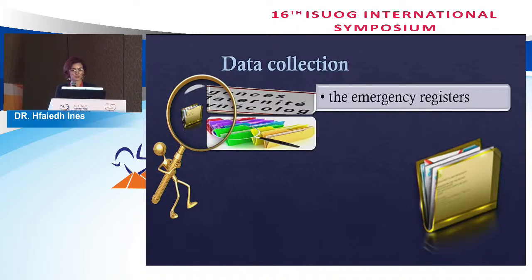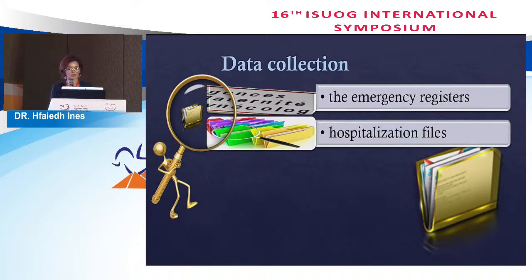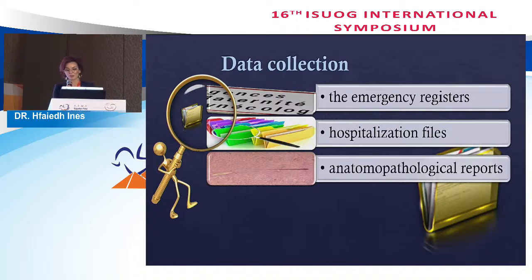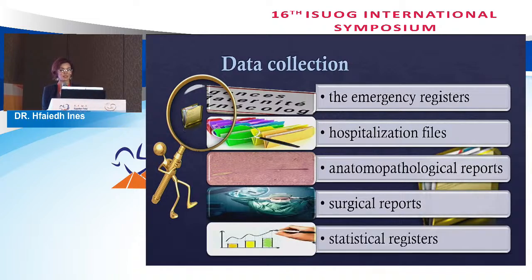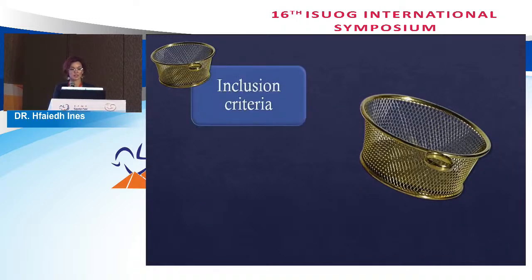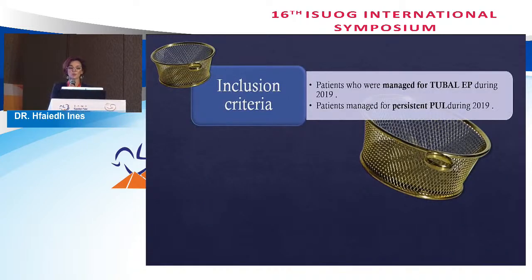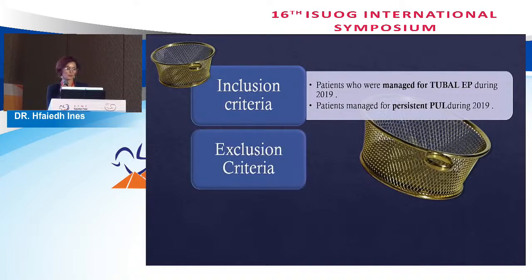Data were collected from the emergency registry, hospitalization files, anatomopathological reports, surgical reports, and statistical registers. Inclusion criteria were patients who were managed for tubal ectopic pregnancy during 2019, and patients managed for persistent pregnancy of unknown location during the same period.